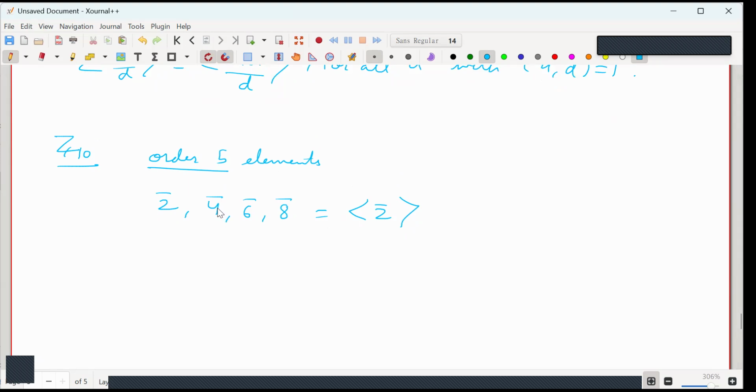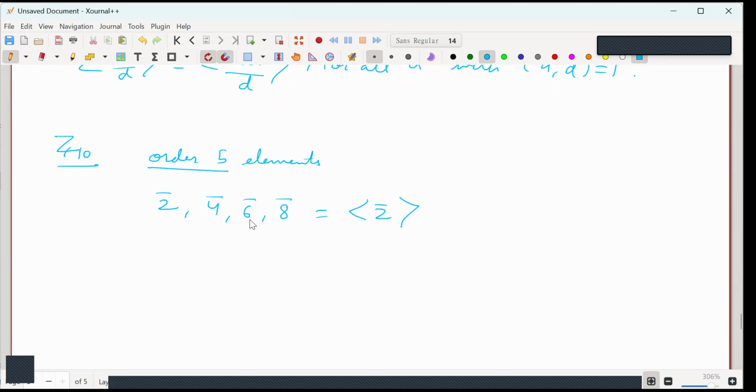4 plus 4 is 8. Right. And if you add again 4, it is 12, which is 2 bar. If you again add 4, then it is 6. So all these elements will be there. And again, if you add 4, this will be identity. So there will be 5 elements inside this subgroup.